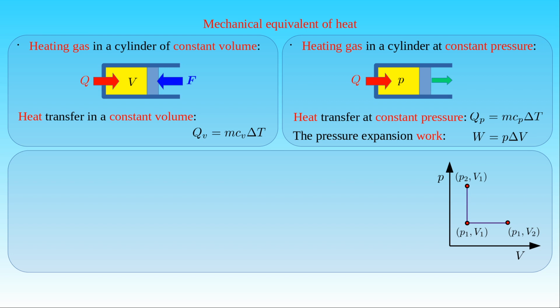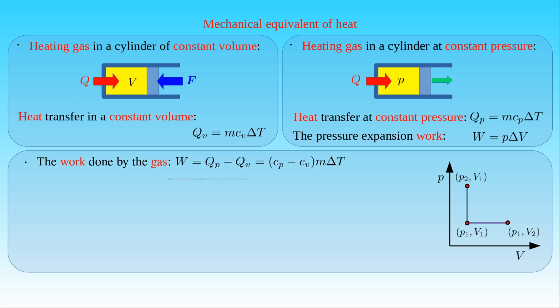This surplus of heat is used to supply the pressure expansion work done by the gas, that is W is equal to QP minus QV. If we substitute the expressions obtained for the heat QP and the heat QV, we obtain the difference of Cp and Cv, times the mass m, times the temperature difference delta T.